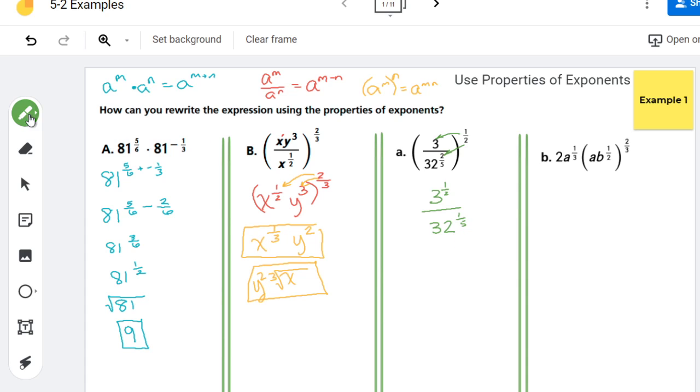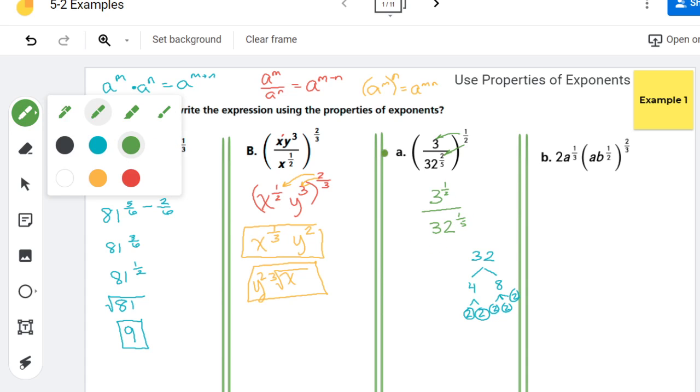Now 32 requires a different kind of consideration. So what I'm doing is the prime factorization of 32, or you might have heard it in 6th grade as a factor tree, right? So I know 32 is 4 times 8. And if I break these apart, 4 is 2 times 2, and 8 is 2 times 2 times 2. So 32 is really 2 to the 5th power.